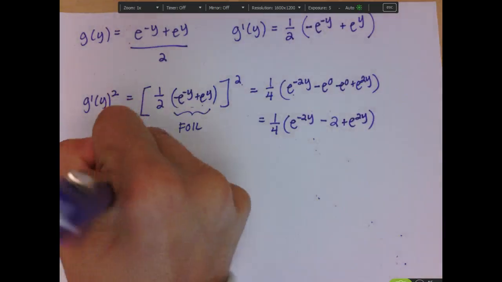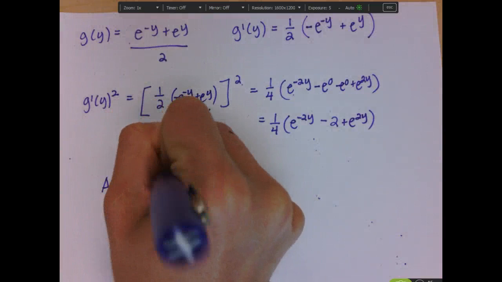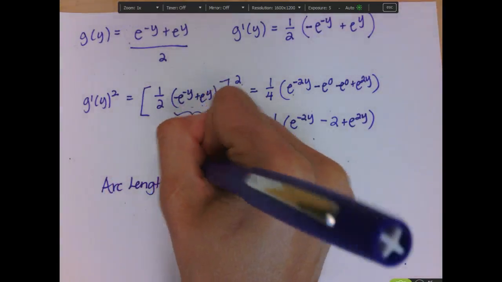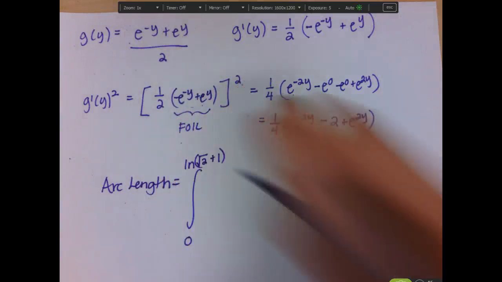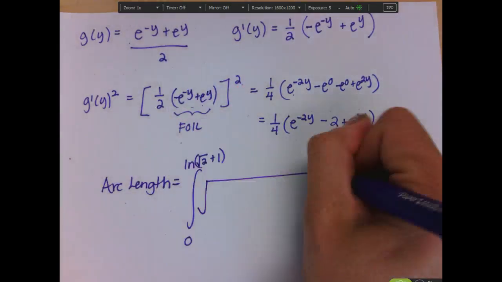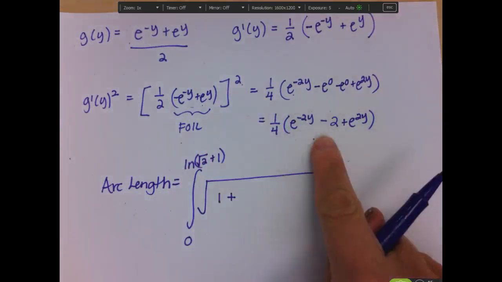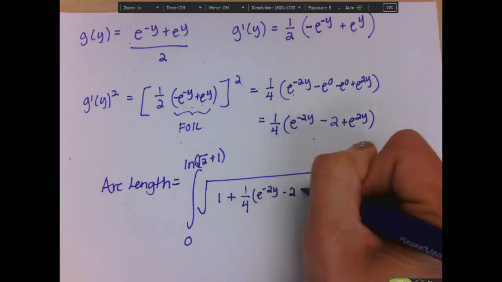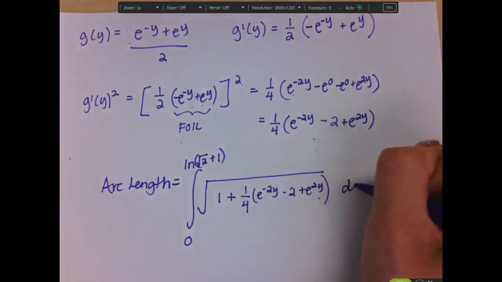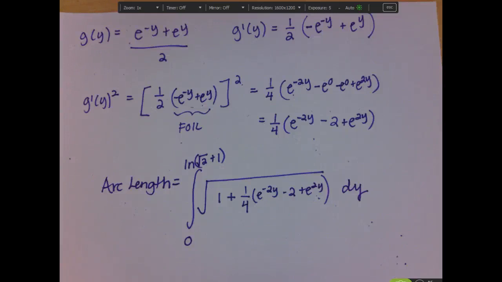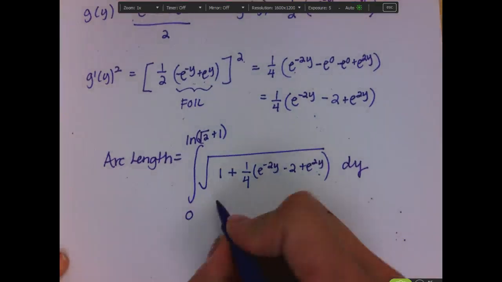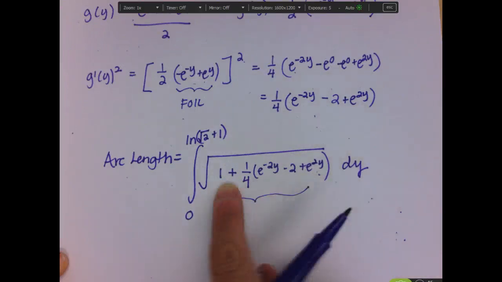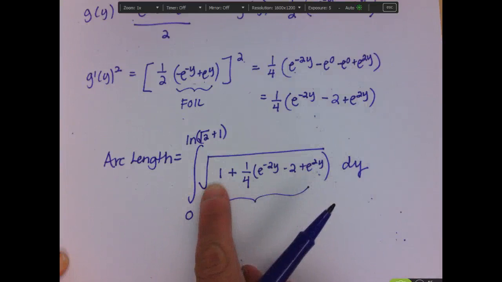Alright, so the arc length can be found by integrating from 0 to the natural log of the square root of 2 plus 1 of the square root of 1 plus all of this with respect to y. So the next step is going to be for us to get a common denominator and combine all of this, and then we're actually going to factor it, simplify it, and square root it before we ever integrate.